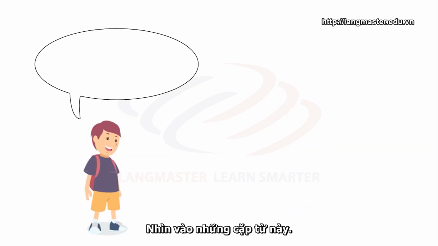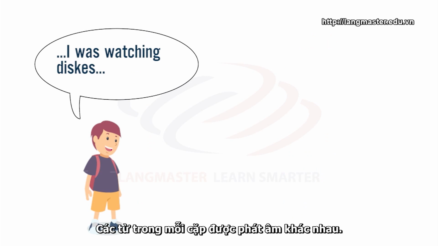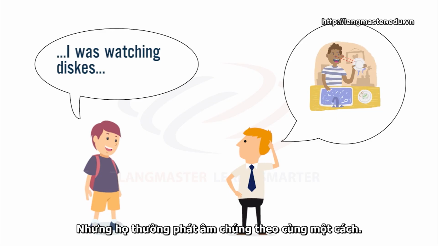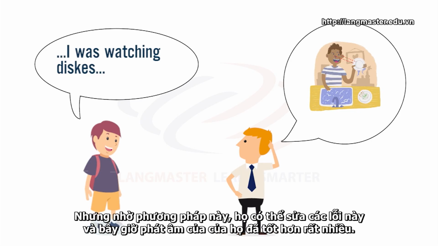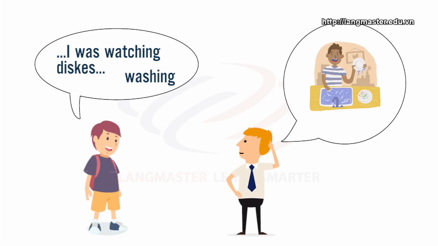Look at these word pairs. The words in each pair are pronounced differently, but they used to pronounce them the same way. So sometimes they would say something confusing. But thanks to this method, they were able to fix most of the mistakes, and now their pronunciation is much better.